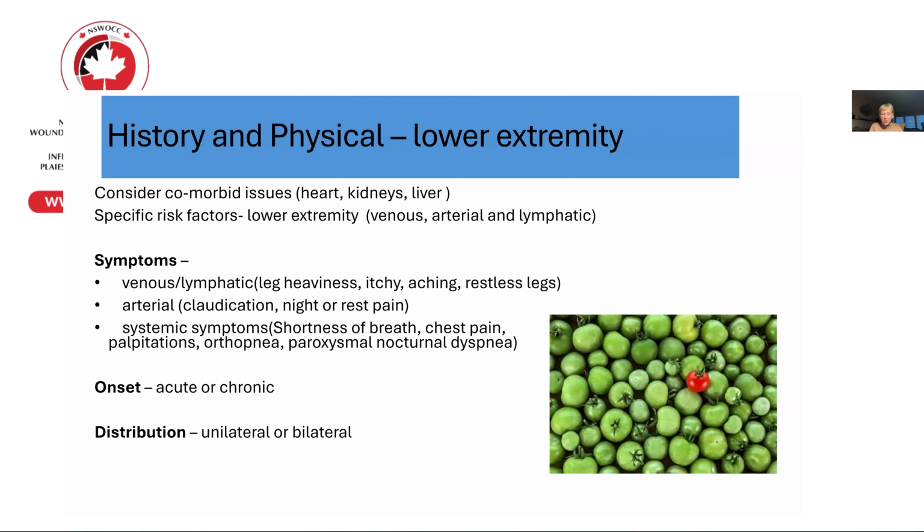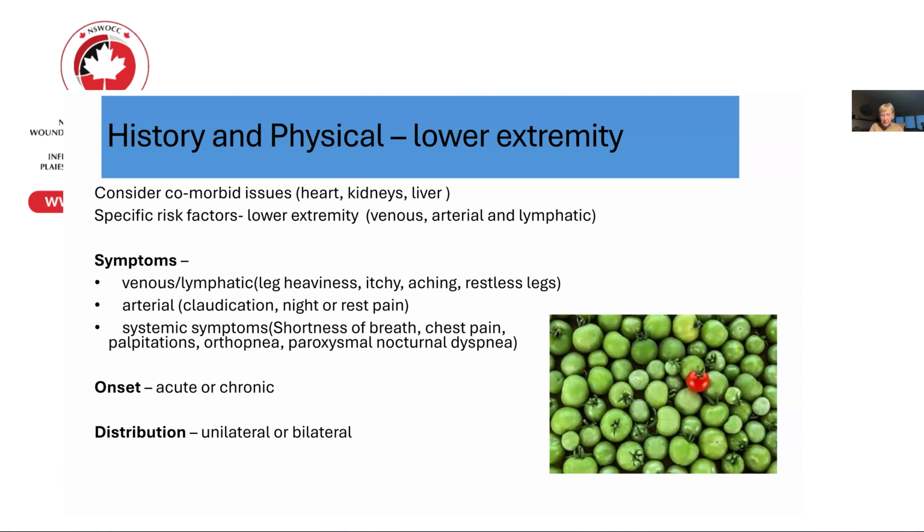Night or rest pain should really make you consider referral for much more extensive vascular investigation. When a patient goes to bed at night, there's no longer a gravity pulling that arterial supply downwards, and they can get a lot of pain, and possibly getting up or dangling their leg over the side of the bed makes it get better. And this is very concerning for arterial disease.